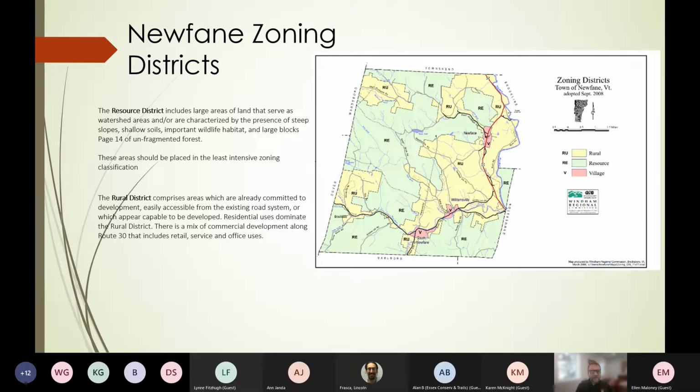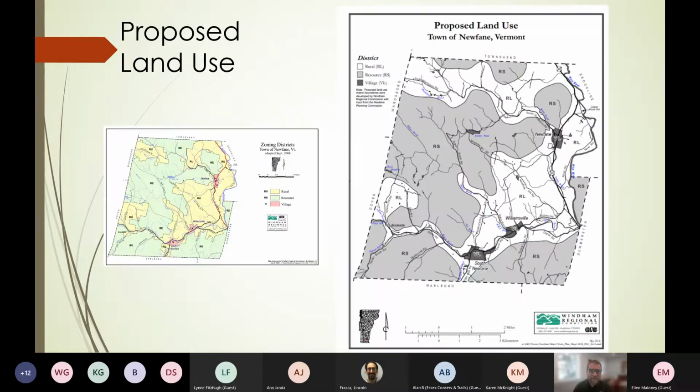So you can see on the map that the zoning protects the integrity of that north-south corridor. Here, I'll just point out that it protects that with its resource district. Okay, well, that's great. But now let's look at the proposed land use map. And you can see that into the future, Newfane is thinking about allowing for that rural district to continue east-west across that area. So again, I'm just trying to show you how we have this understanding in the town plan language about connectivity and forest pattern.